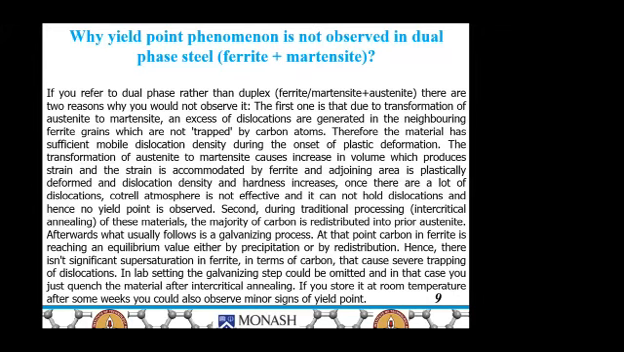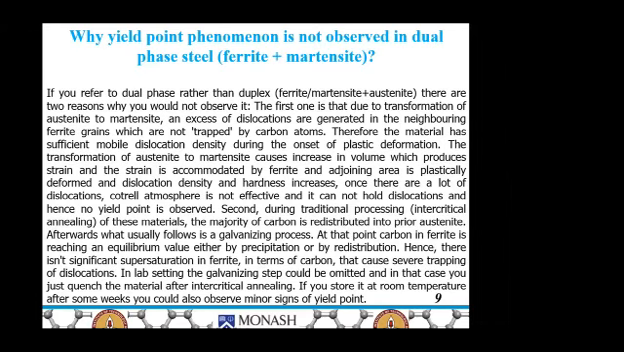First, due to transformation of austenite to martensite, an excess of dislocations is generated in neighboring ferrite grains, which are not trapped by carbon atoms. Therefore, the material has sufficient mobile dislocation density during the onset of plastic deformation. The transformation of austenite to martensite causes an increase in volume, which produces a strain, and the strain is accommodated by ferrite, and the adjoining area is plastically deformed, and the dislocation density and hardness increase. Once there are a lot of dislocations, the Cottrell atmosphere is not effective.